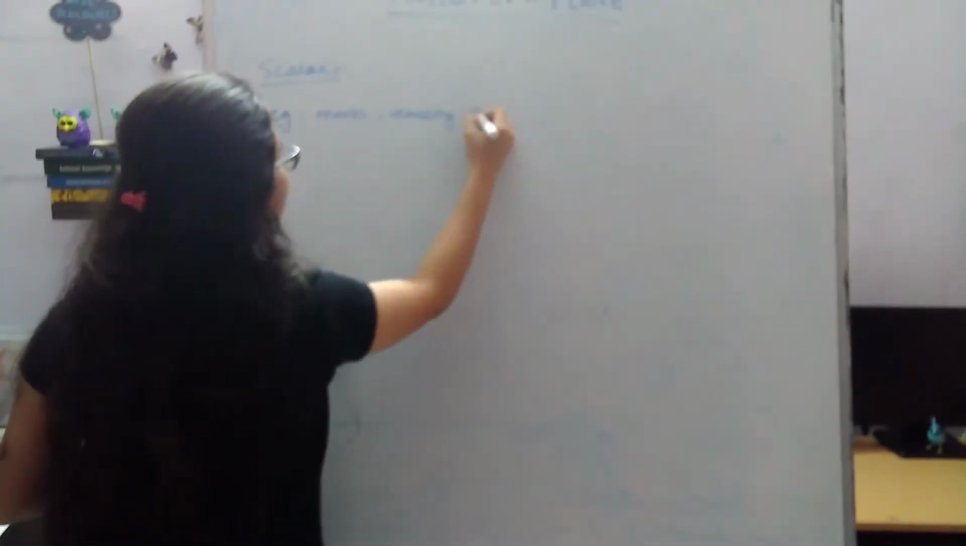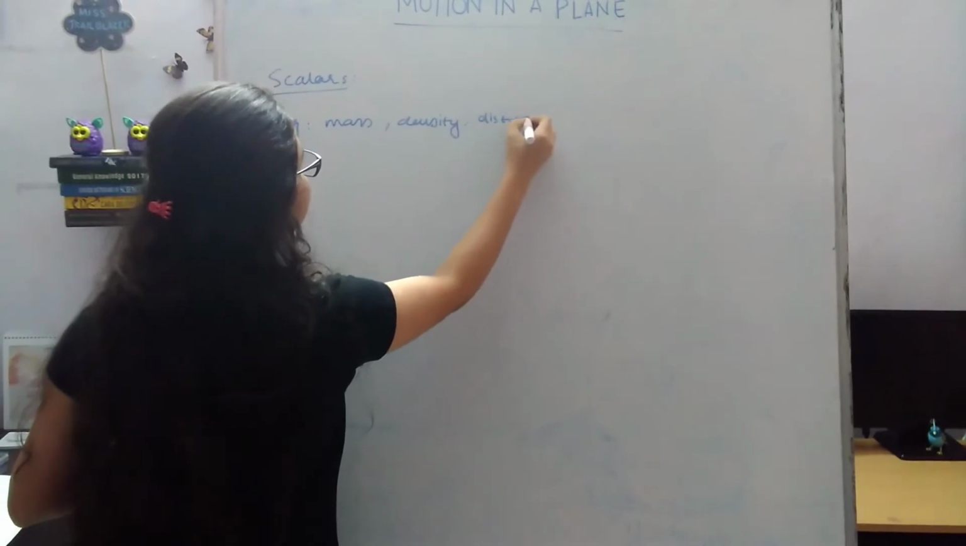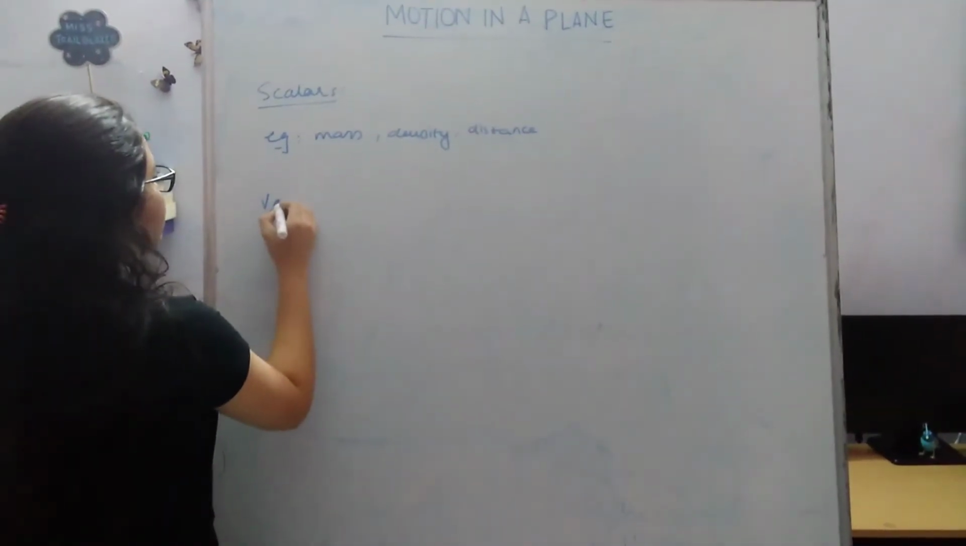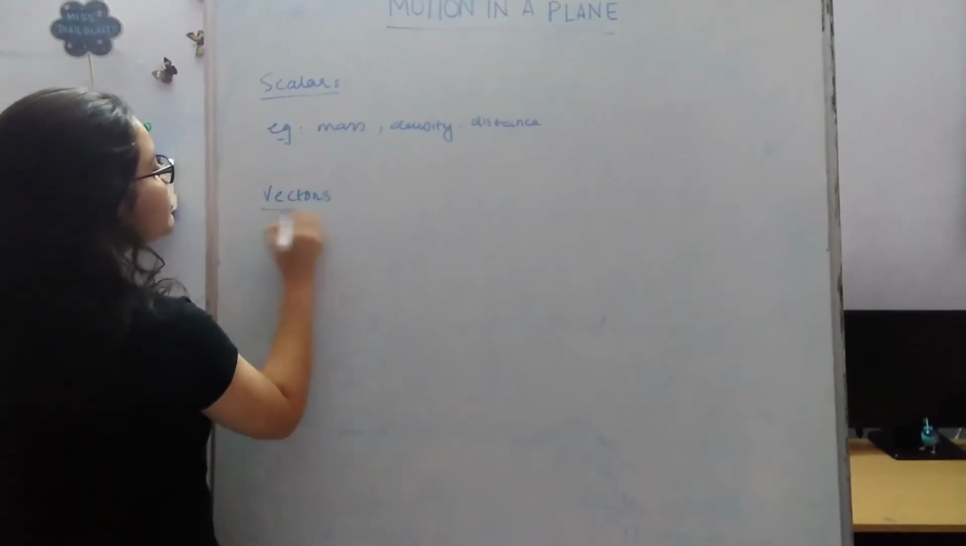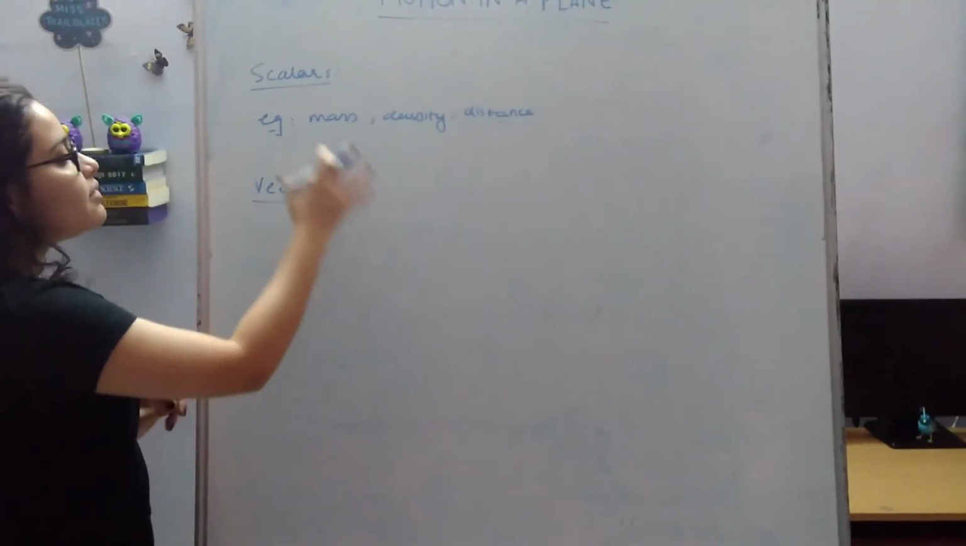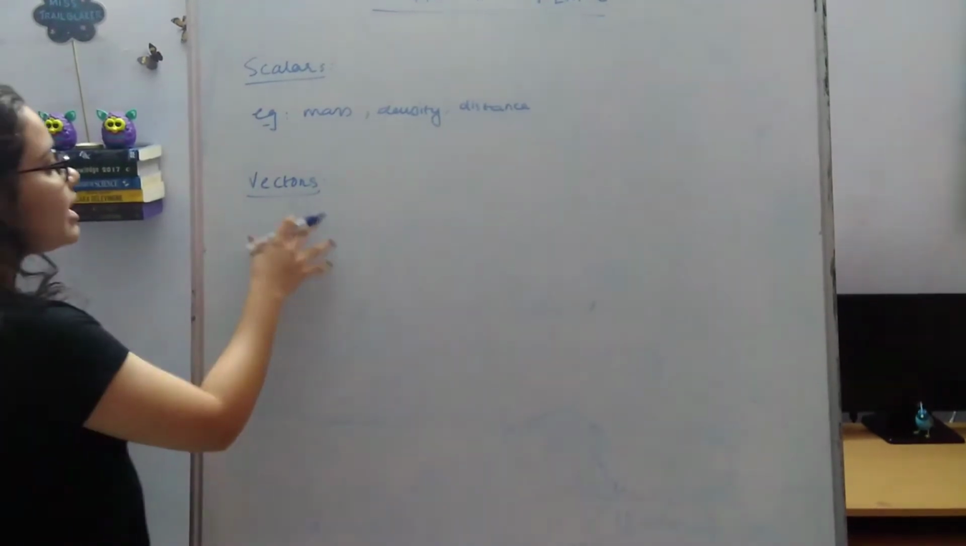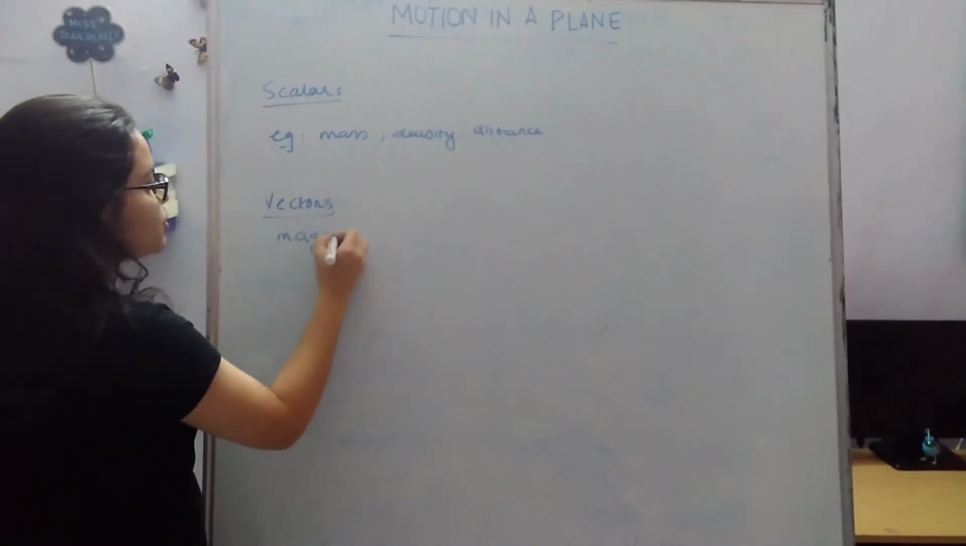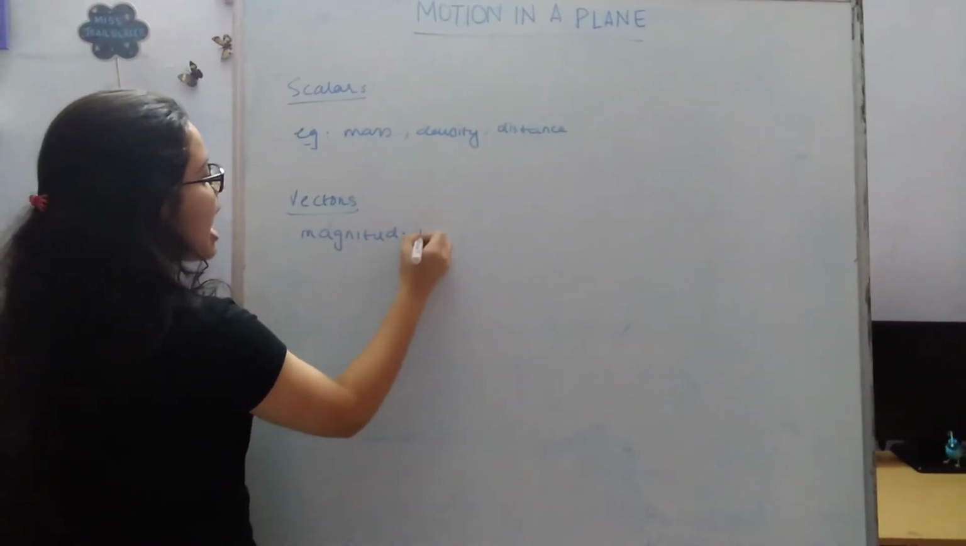and then distance. All of these are scalars, right? Now let us talk about vectors. So basically this chapter will deal with vectors. So this is very important that you know vectors have both magnitude and direction.